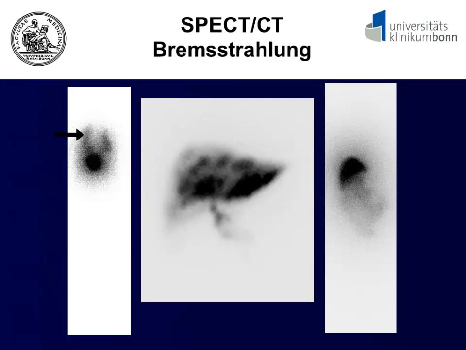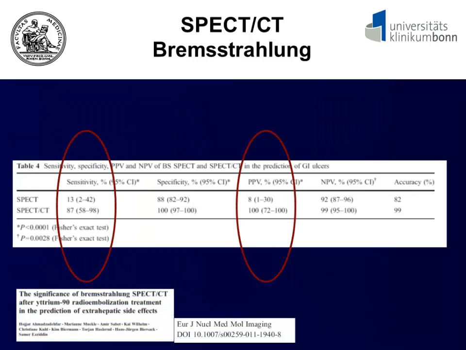Bremsstrahlung SPECT CT is also very important after the radioembolization for confirming the treatment. With planar scan, sometimes you can find a very high accumulation in the lung, it's seldom, or an accumulation in the region of the hepatic falciform artery, or such accumulations in the intestine. But with the SPECT CT, for predicting GI ulcers is very important.